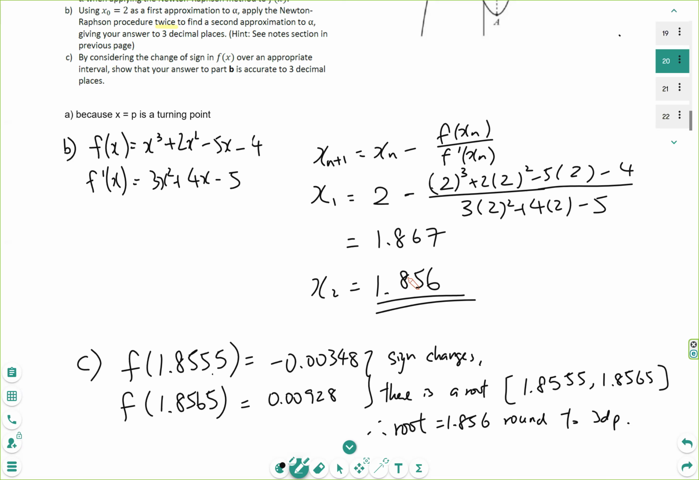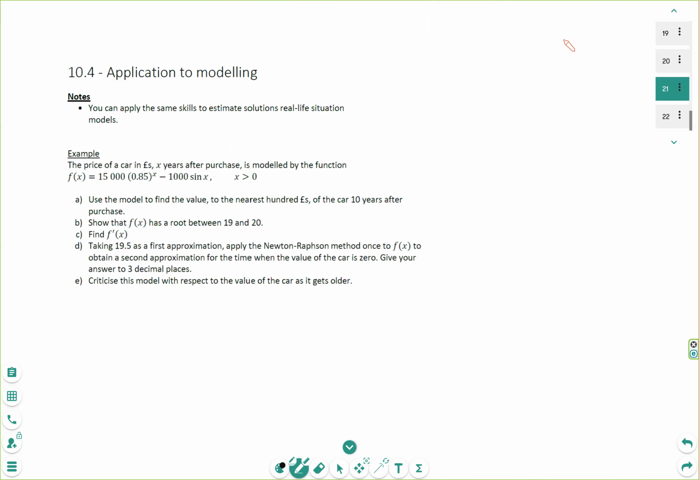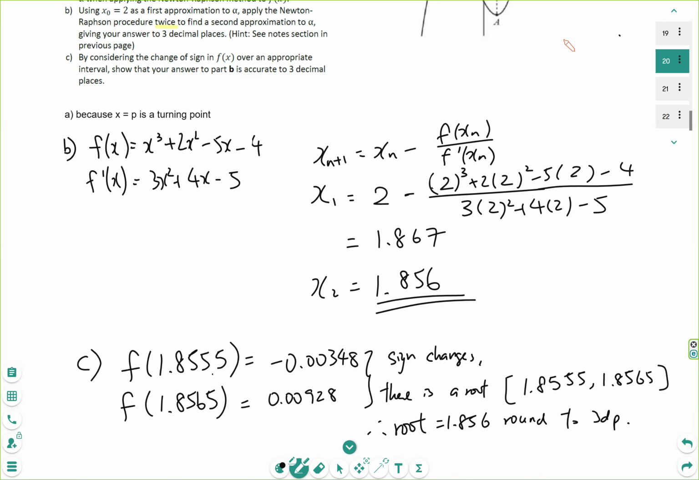You should get 1.85867 the first one, 1.856 the second one. And then part C, by considering change of sign, so you use the upper bound, lower bound method. Okay, so 1.8555, 1.8565, and so the sign changes, there's a root, and therefore there's a root which equals 1.856 rounded to 3 decimal places. Okay, and that's it for 10.3 Newton-Raphson. Sounds like a difficult thing, but actually it's just a formula.